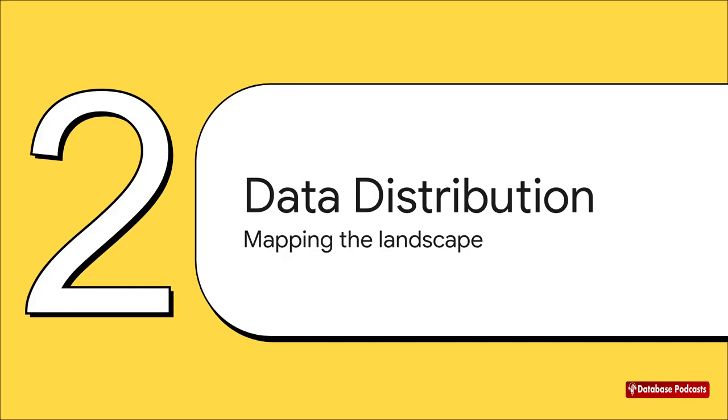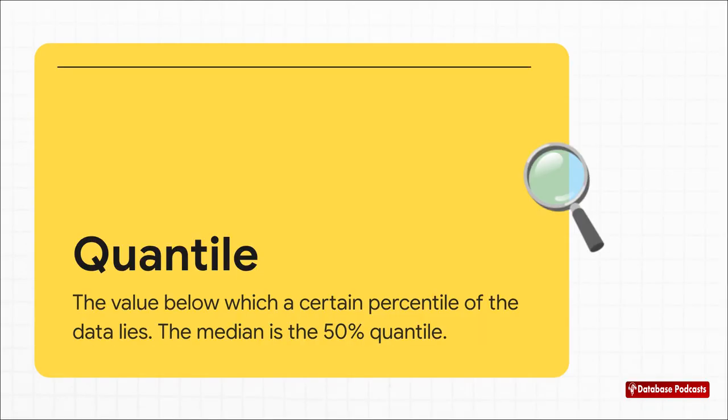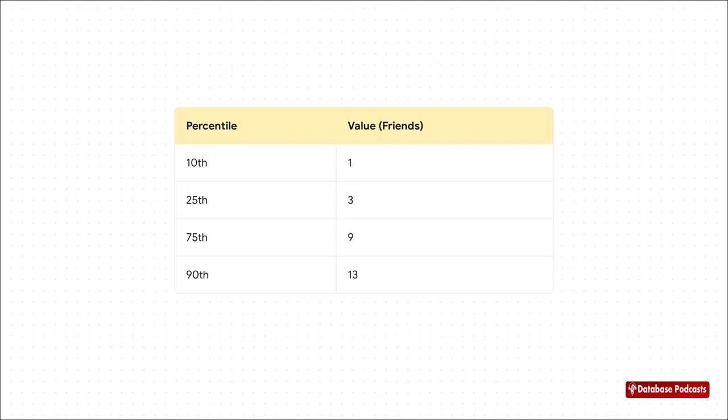Okay, so finding the center is a great first step. But a single number, whether it's the mean or the median, really isn't the whole story, not even close. We also need to get a feel for the shape of our data, its distribution. And the way we do that is by using something called quantiles. Honestly, the best way to think about them is like signposts or markers that help us map out the whole terrain of our data. They tell us what value marks the 10% point, the 25% point, the 50% point. You get the idea.